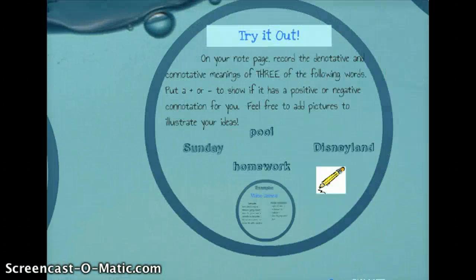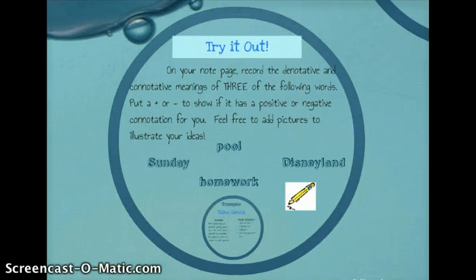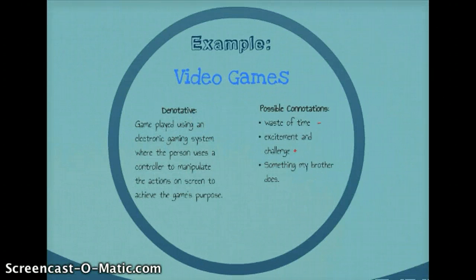So let's have you do some examples and practice with this. On your note page, you're going to take 3 of the following 4 words. If you want to do all 4, that's fine. You're going to write down the denotative and the connotative meanings and put a plus if it's something that has a positive connotation for you and a minus to show that it maybe has a negative connotation for you. You're welcome to add little drawings or pictures to illustrate your ideas. Before you pause, let's look at another example, and then we'll come back to this list and you can pause and do the work.